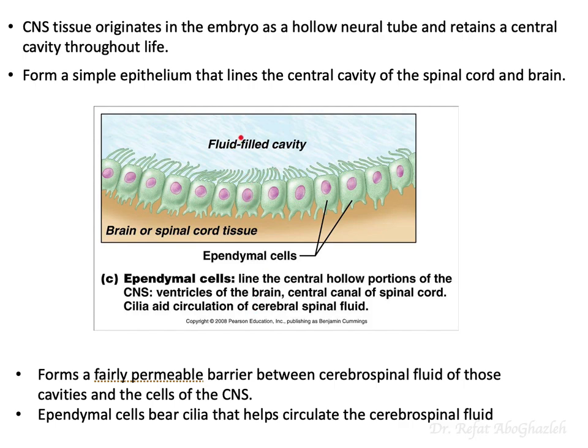Again, not that much to say about it. These ependymal cells are arranged in this way, and of course create a kind of barrier between the CSF, cerebrospinal fluid, that's in the cavity, and the brain, forming what we call the CSF-brain barrier. This is a permeable barrier between the CSF that's located in the cavities and the cells of the central nervous system.